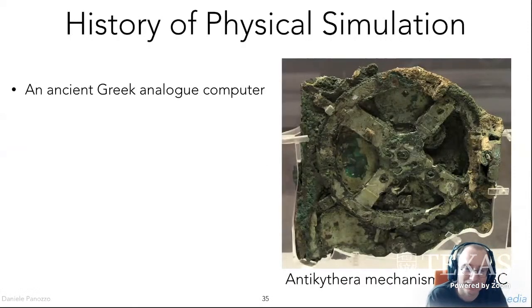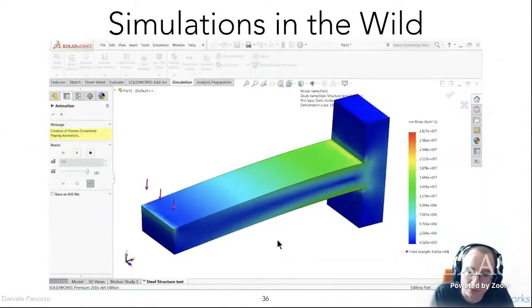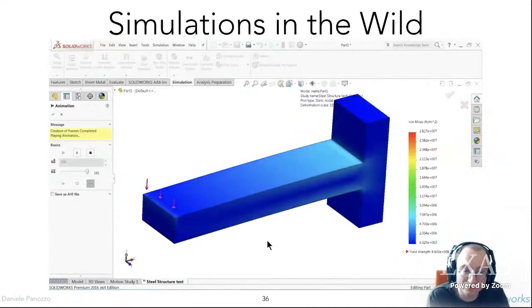And just a few words on physical simulation, right? It's something that has been going on for a long time. This Antikythera mechanism was an analog computer developed by the ancient Greeks, and it was used for long-term prediction of astronomical positions and eclipses. And from there, we of course made huge progress, right? To the point where we can now do complex simulations on our laptops or even our phones. And these are just a few examples of things that are typically done now.